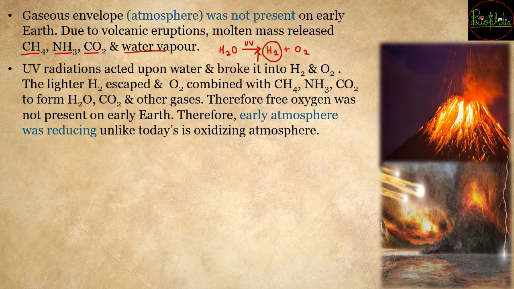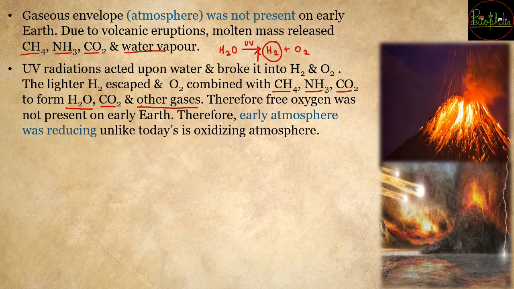and since it was staying there for a while, it combined with the other gases around it, that was the methane, ammonia and carbon dioxide. So when it combined little by little with these three, what happened? Once it combined, it formed water again. There was formation of carbon dioxide because it came in contact with methane, and there were even other gases formed because of the reaction of oxygen with other gases, whereas hydrogen escaped from there, it did not react with any other gases.